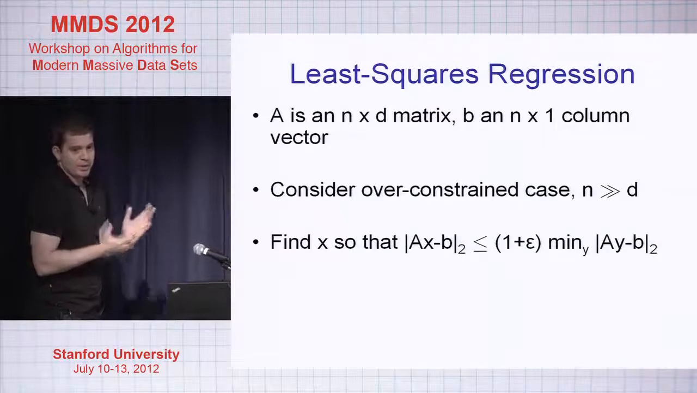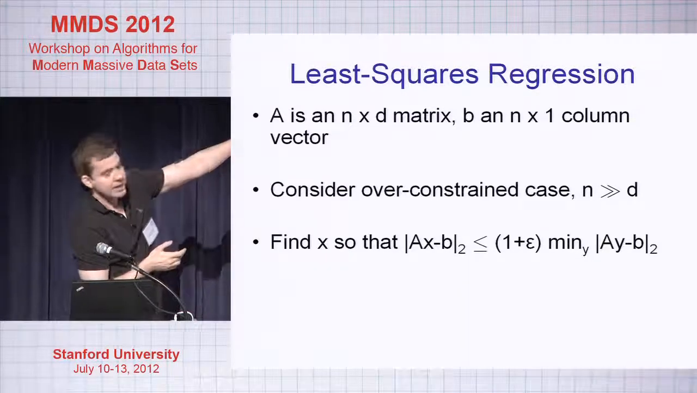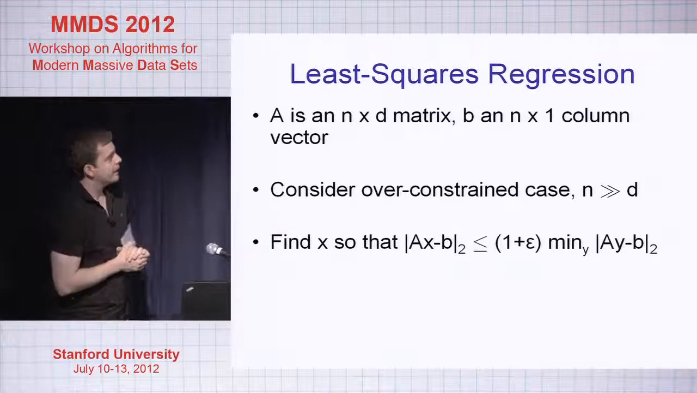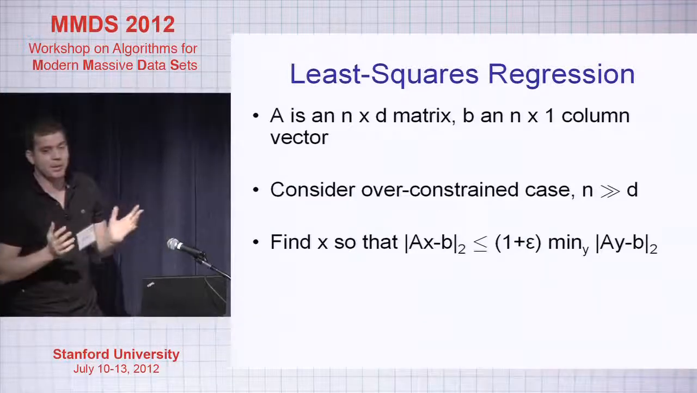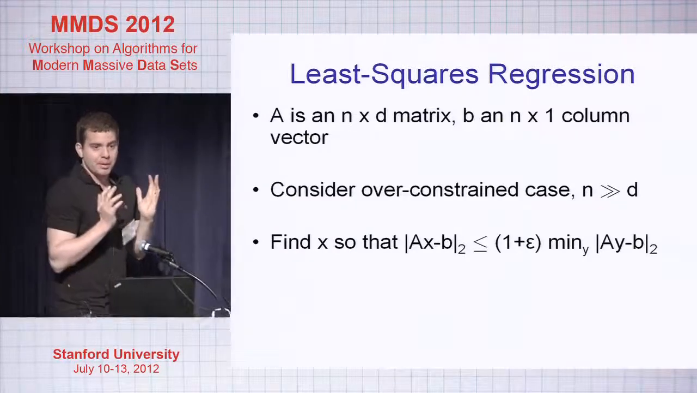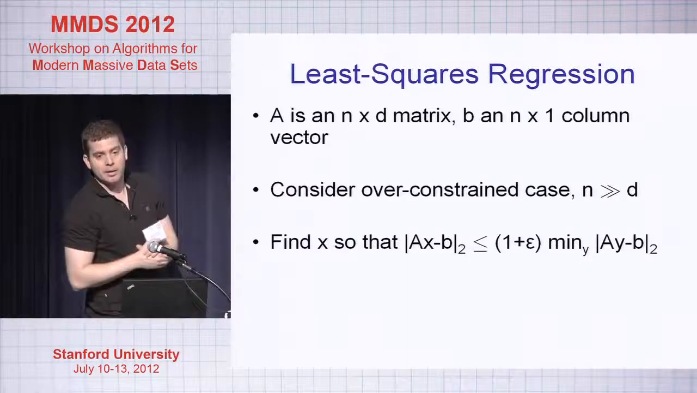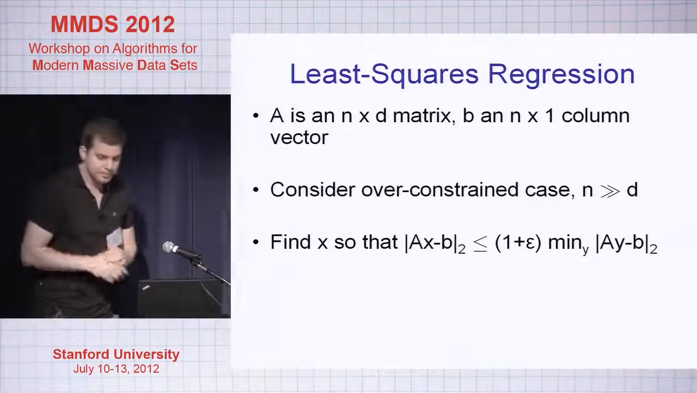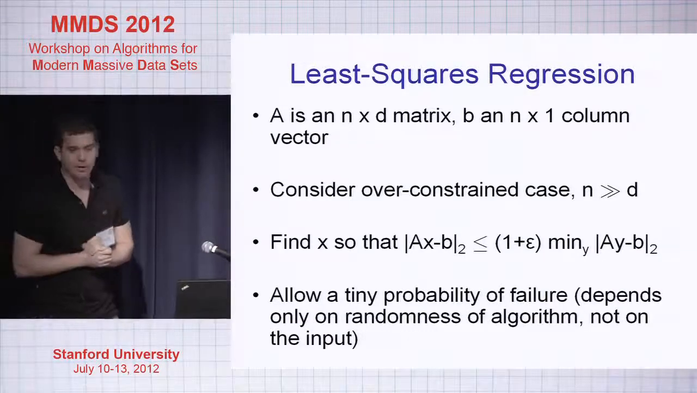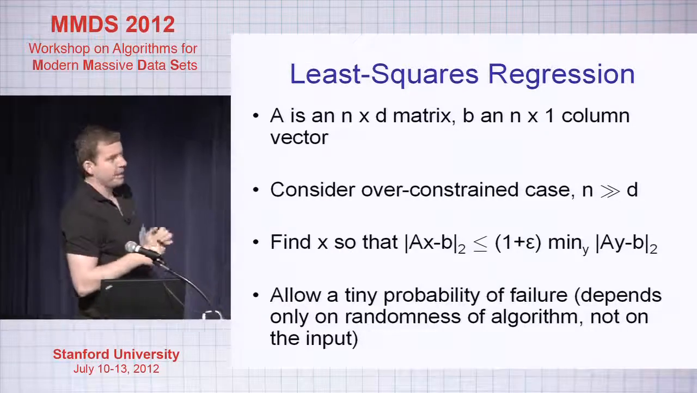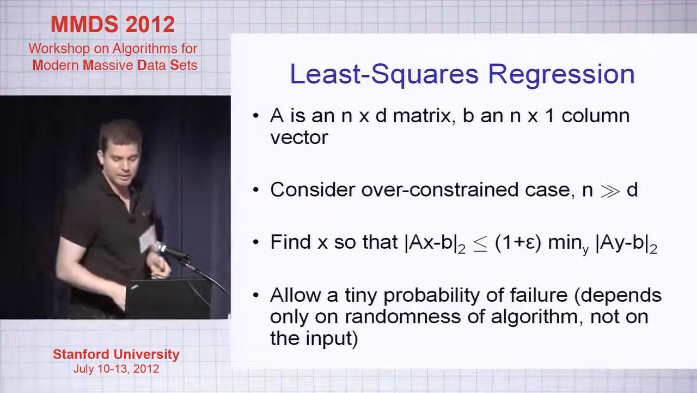And we're going to consider the approximate version of regression. So we want to find a vector x in R to the d so that the length of Ax minus b is at most 1 plus epsilon times the optimal solution to least squares regression, namely the minimum over y of the length of Ay minus b. We also allow a tiny probability of failure of the algorithm. The failure probability depends only on the randomness of the algorithm. So for every input, it works with high probability.